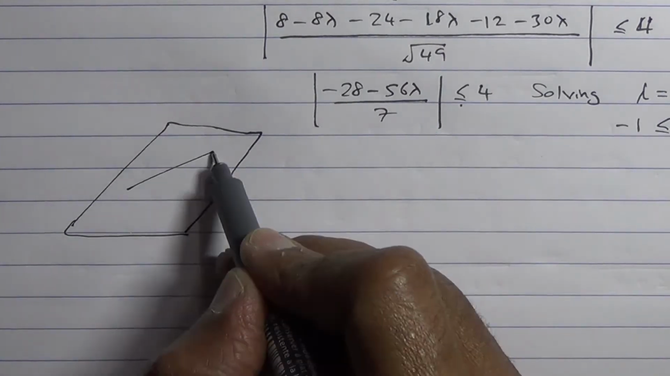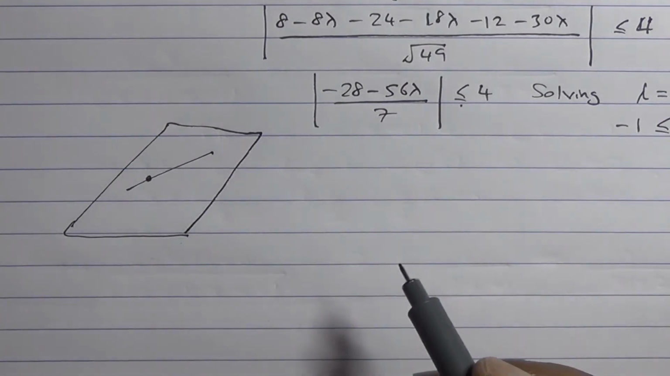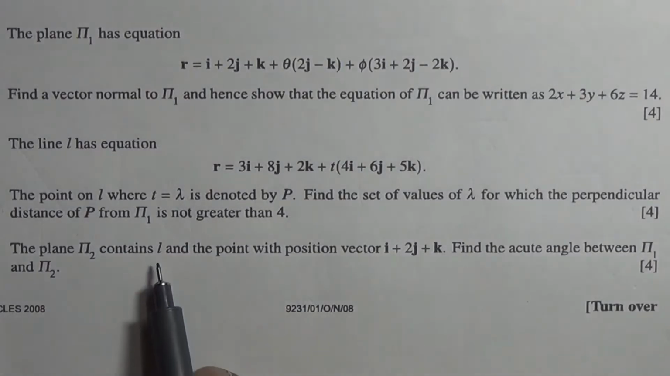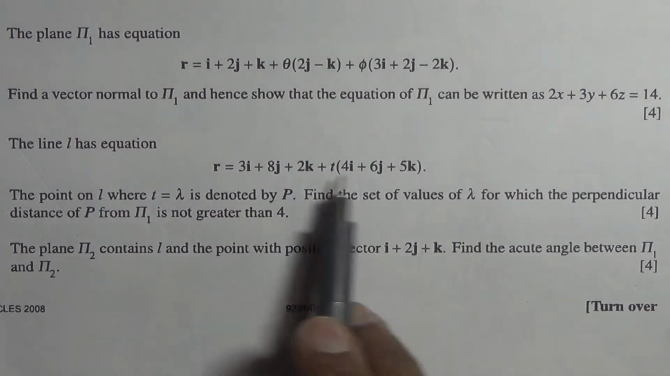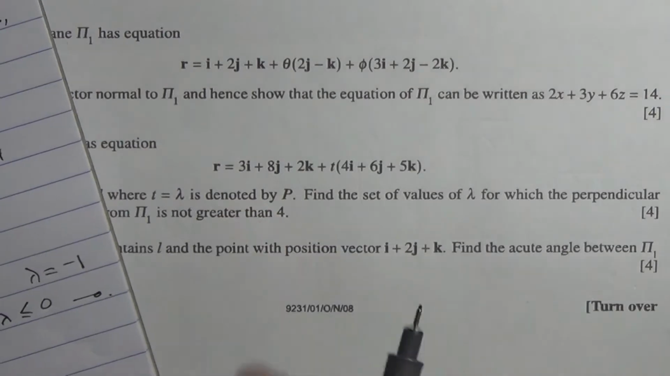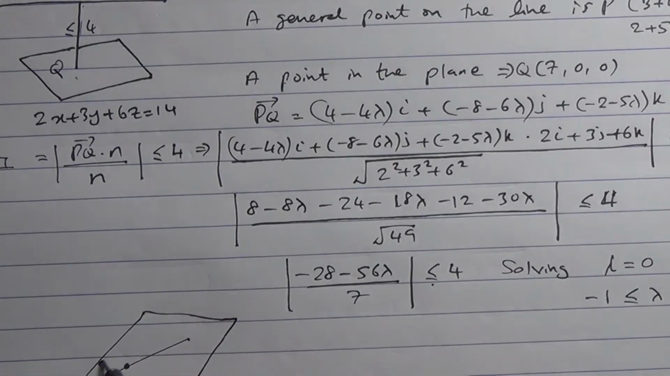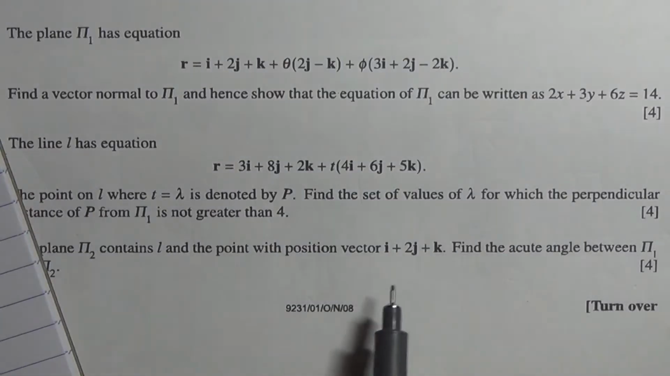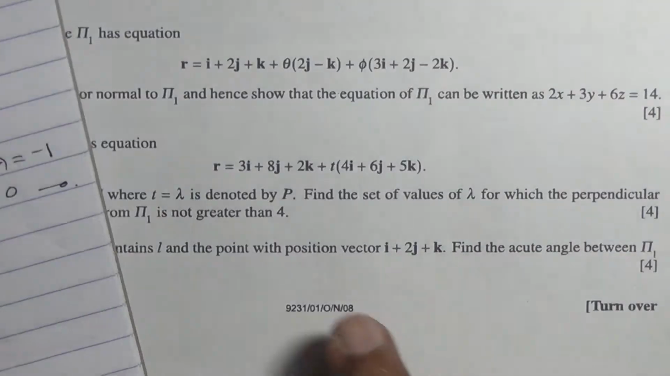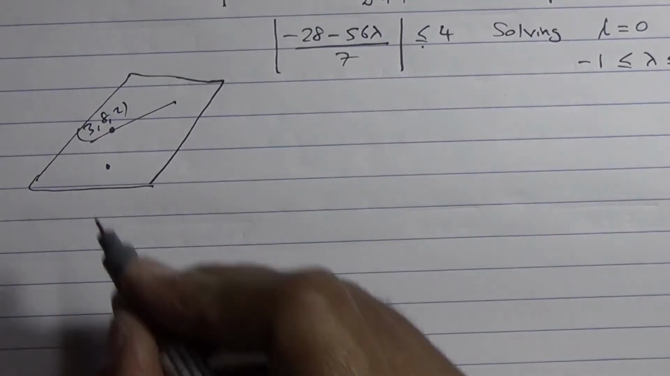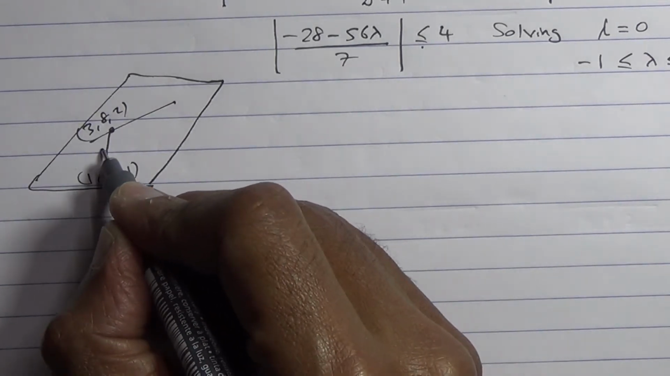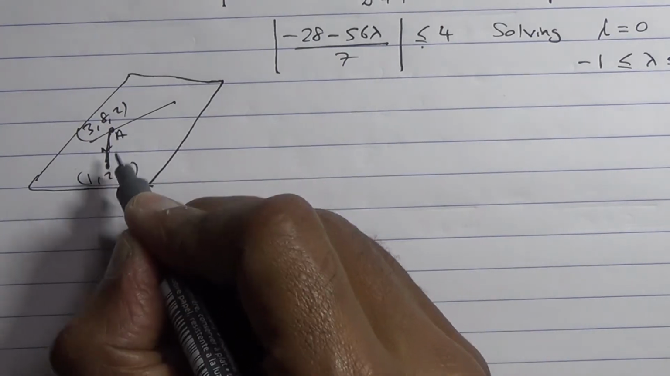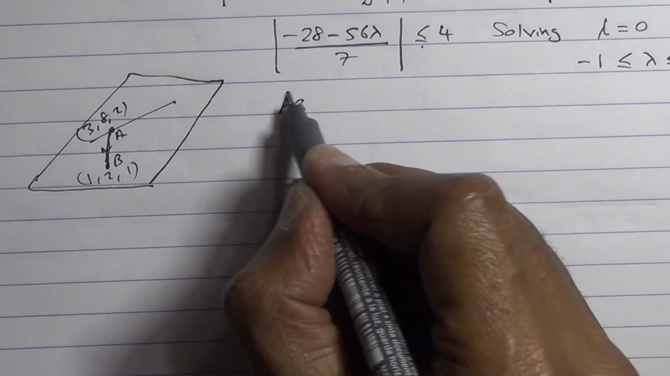In this plane we have a line, line L, which has been given in the question as this. So there is a coordinate there and its direction vector. The coordinate is 3, 8, 2. And there's a point in the plane, which is 1, 2, 1. To start with, let's call these A and B, so maybe we can find AB.